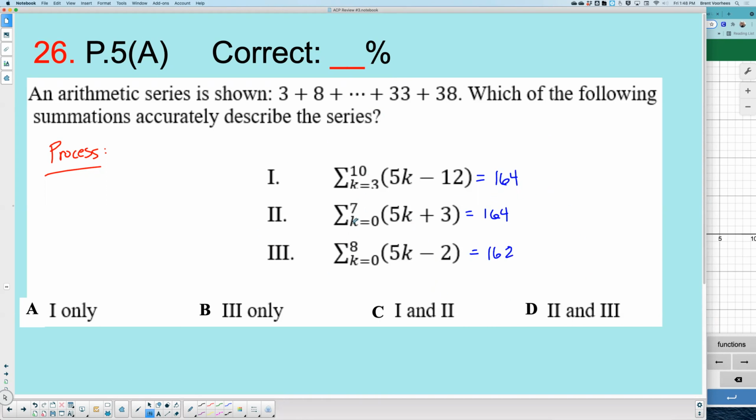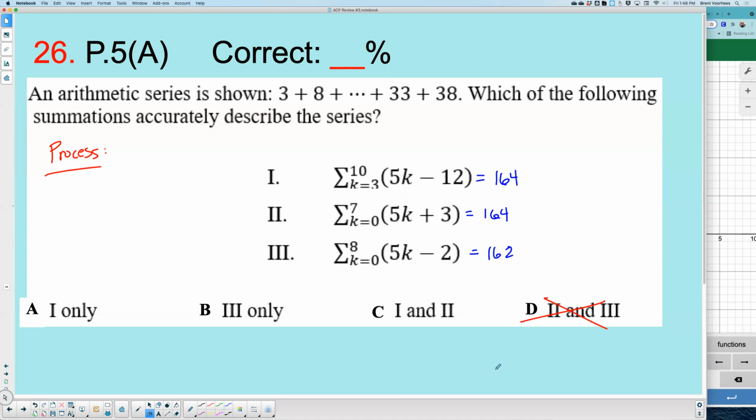Okay, so let me give you a little casual test-taking strategy. If you were to type in all 3 of these like this, you could eliminate an answer, certainly 1 for sure, maybe even 2. Here's what I mean. Number 1 says 164, number 2 says 164, number 3 says 162. I look at answer choice D. Remember the instructions: which of the following summations accurately describe the series? D is saying 2 and 3 are correct. Could the answer be 164 and 162 at the same time? No, so D is certainly out.